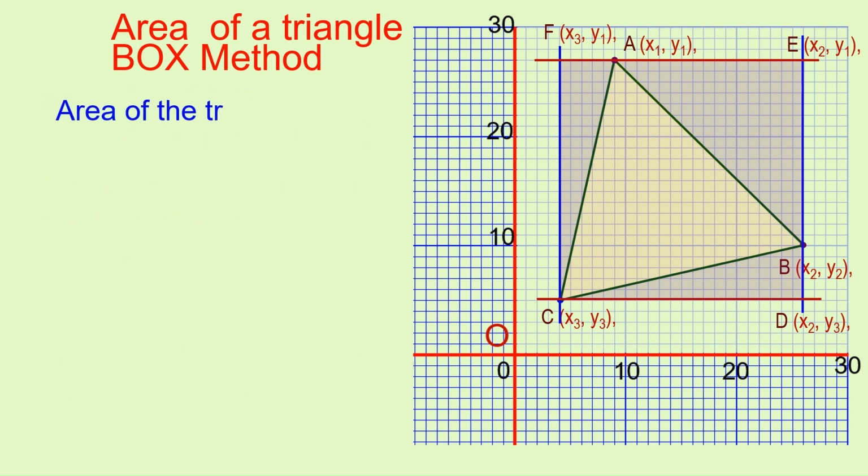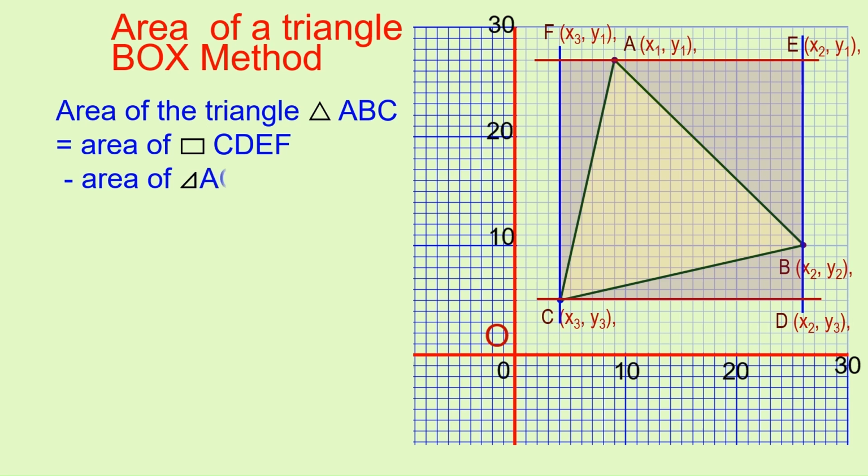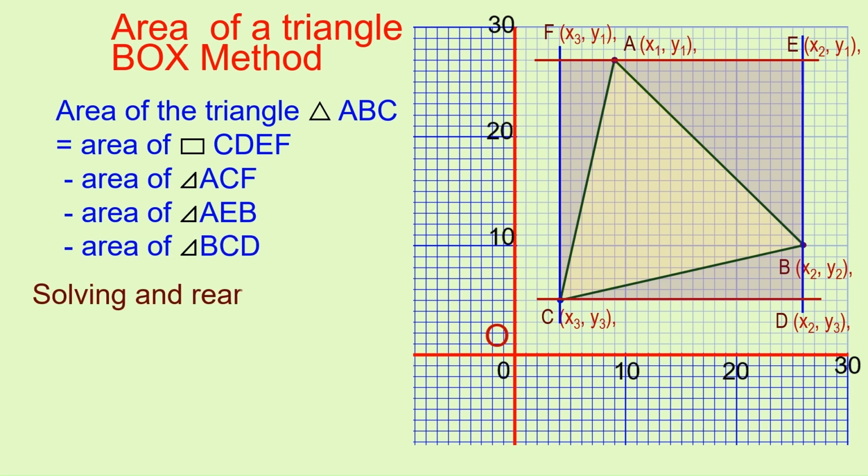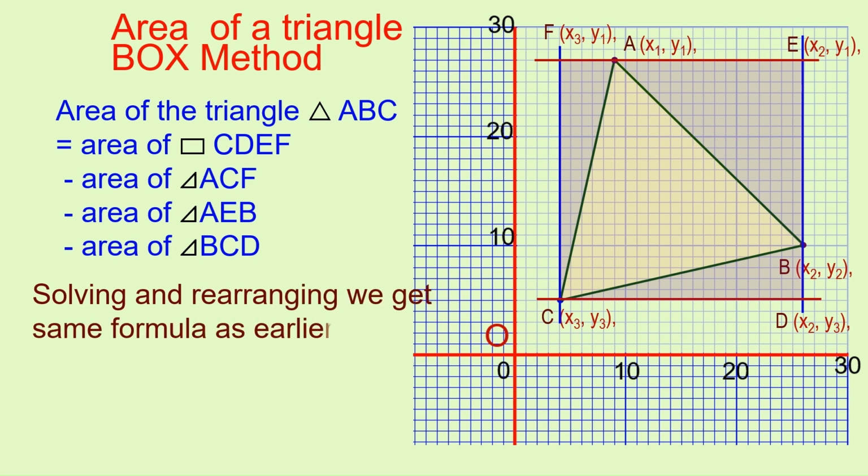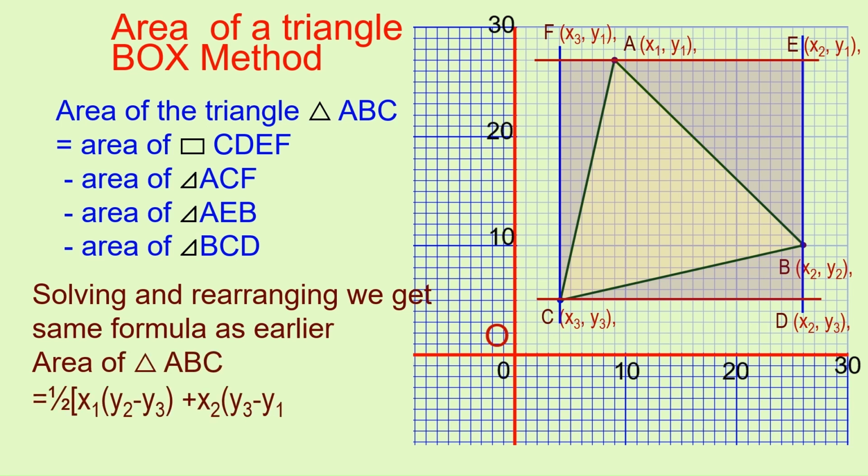Area of the triangle ABC equals area of the rectangle CDEF minus the area of right-angled triangle ACF minus the area of right-angled triangle AEB minus the area of right-angled triangle BCD. Solving and rearranging, we get the same formula as earlier. Area of ABC equals 1/2 times [x1 (y2 minus y3) plus x2 (y3 minus y1) plus x3 (y1 minus y2)].